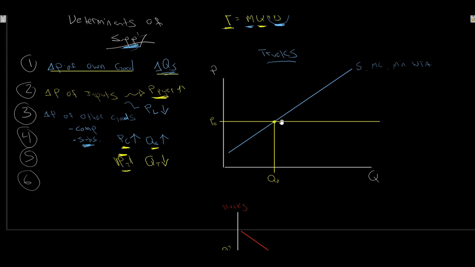So, okay, how does this relate back up to our graph? What do we say? Quantity of trucks has fallen. So we used to have Q naught. We're now going to have Q1. Quantity's fallen. We now find ourselves there. Hey, again, that's not on our supply curve. What does that mean? Well, again, that means that our supply curve has shifted to the left. So supply shifted to the left due to an increase in the price of a substitute.